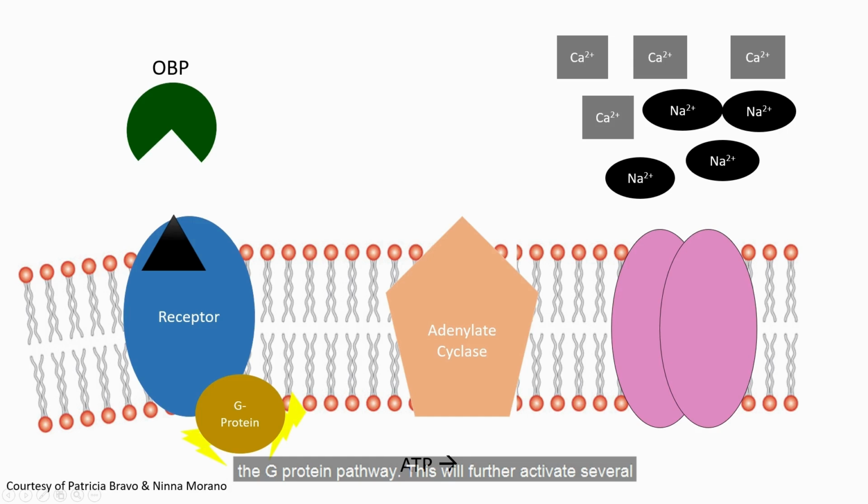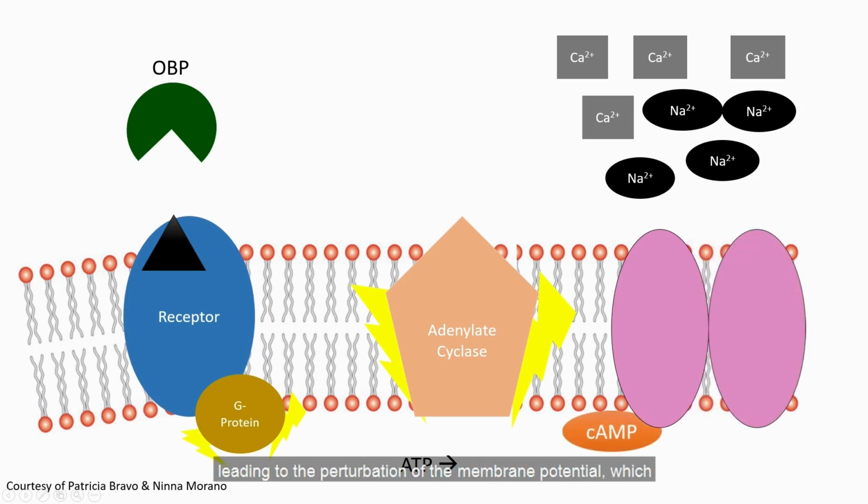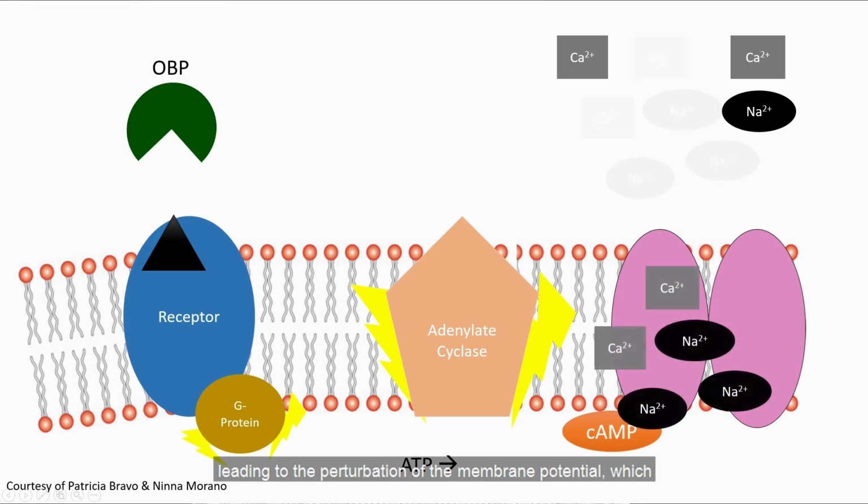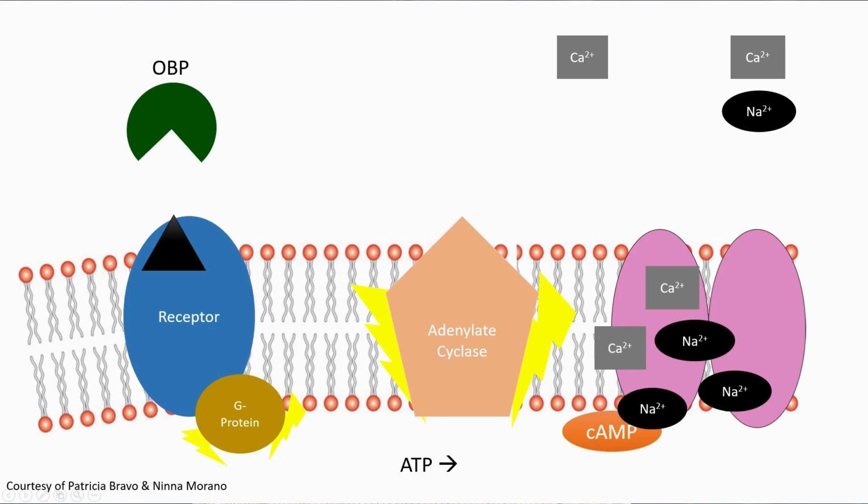protein pathway. This will further activate several pathways such as voltage-gated channels, which will lead to the regulation on the influx or efflux of ions, ultimately leading to the perturbation of the membrane potential, which will serve as the basis of the insect's physiological response.